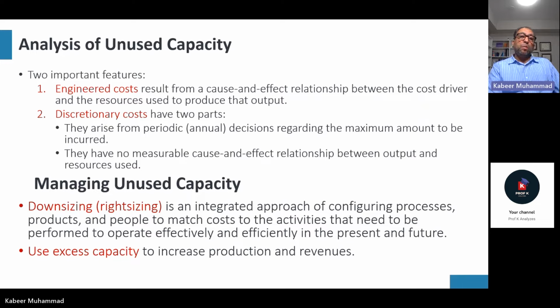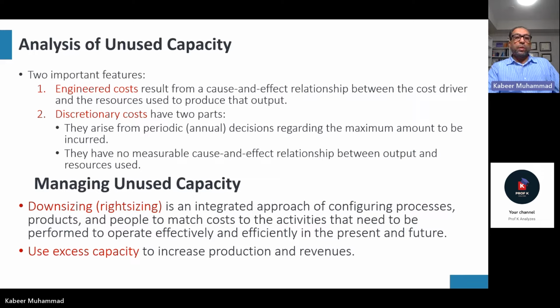Managing unused capacity: how can we manage unused capacity? One way is downsizing or right sizing, an integrated approach of configuring process, product, and people to match cost to the activities that need to be performed to operate effectively and efficiently in the present and future. We see many organizations laying off people, and the reason behind it is that they want to downsize or right size the organization by laying off many people.